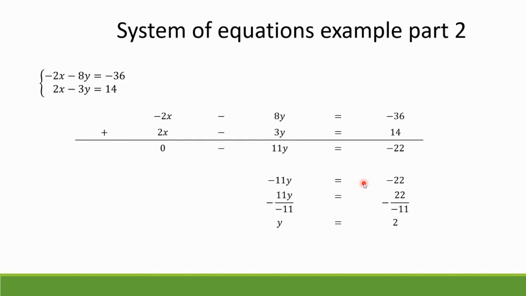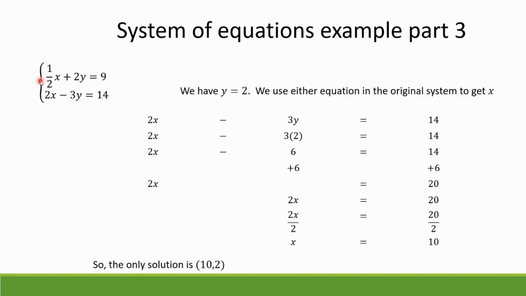But we're not done yet, right? We don't want just y. We want x. Well, how do we get x? We know what y is. So we go back to the original system, replace y in one of these equations by 2, and we solve for x. I chose this equation here, mostly because of the 1/2. I didn't want to have to work with fractions. Not that fractions are bad, but it's just easier, I think, to work with this one. You could work with the first equation if you want. But either way, you replace y by 2.